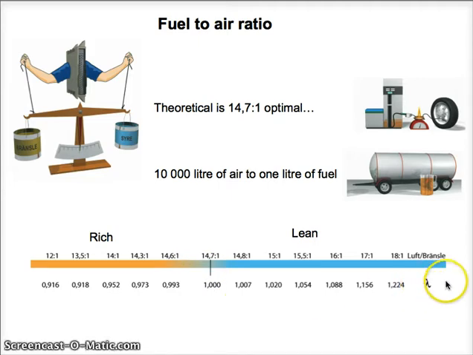You see the lambda value here, the Greek letter, and lambda value 1 corresponds to a stoichiometric mixture of 14.7. If the lambda value goes down, you go on the rich side with more fuel compared to the air. And if the lambda value goes up, it goes to the lean side where you have more air compared to the fuel.